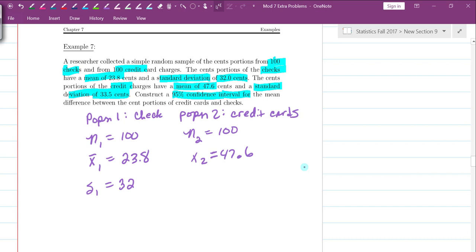Okay, and then my standard deviation is going to simply be s sub 2, and that is equal to 33.5 cents. Okay, and we're constructing a 95% confidence interval.